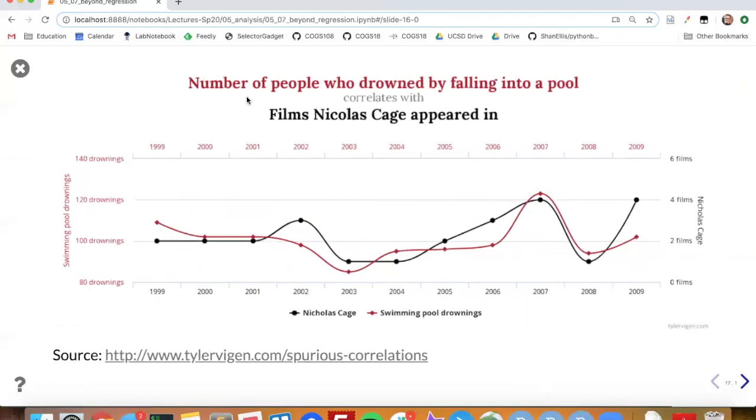Same idea here. The number of people who drowned by falling into a pool is highly correlated over time with the films Nicolas Cage appeared in. So these spurious correlations can exist in the world, and they have nothing to do with causation.